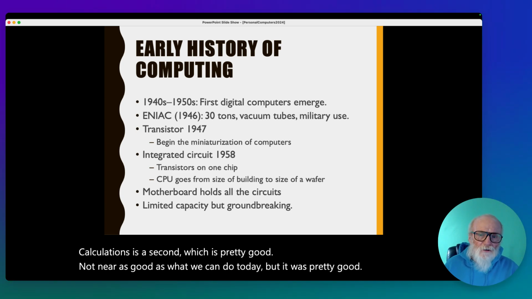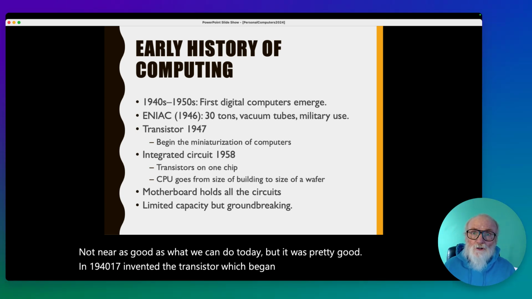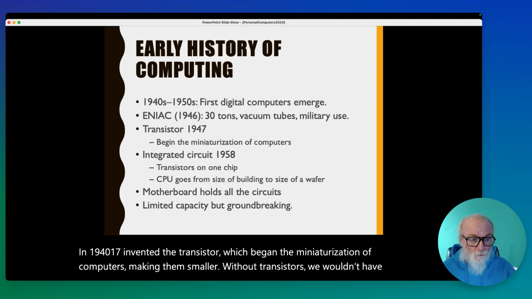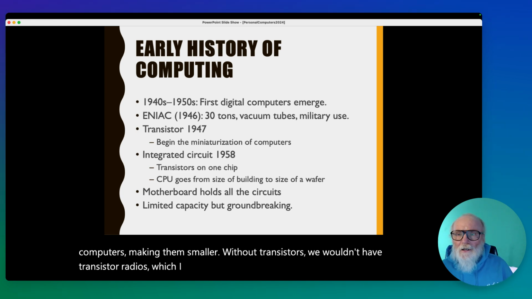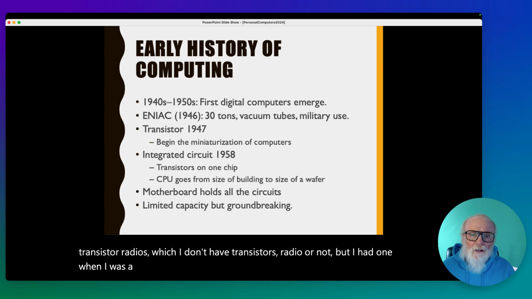In 1947, they invented the transistor, which began the miniaturization of computers, making them smaller. Without transistors, we wouldn't have transistor radios, which I don't know if you ever had a transistor radio or not, but I had one when I was a kid.